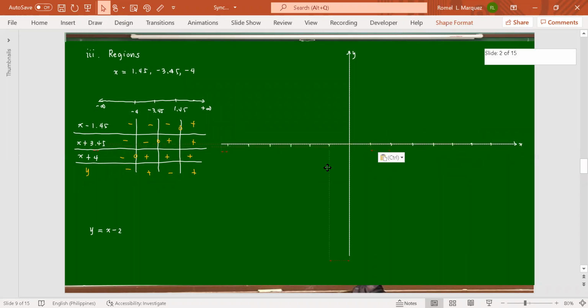O, ganyan lang. O, di ba high-tech ang ating blackboard? Guys, ganito ba ka-high-tech yung junior high nyo? Paano ba kayo noong junior high?